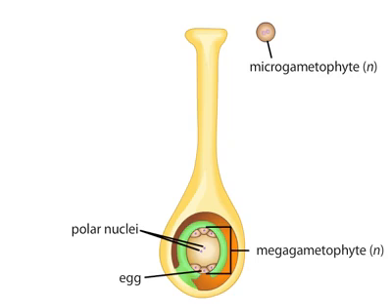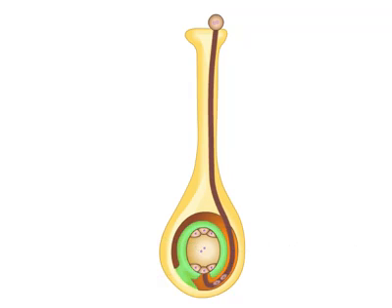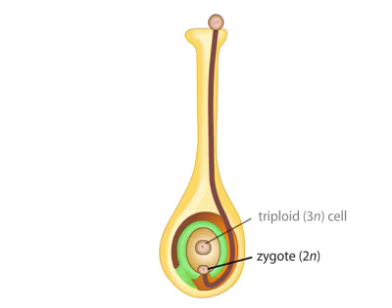The pollen grain pollinates the female parts of the flower by landing on the stigma. Here, the pollen grain germinates and a pollen tube grows down the style until it meets the female gametophyte. 2 sperm from the pollen grain travel through the pollen tube and enter the female gametophyte. One fertilizes the egg, forming a diploid zygote. The other fertilizes 2 polar nuclei, forming a triploid cell.